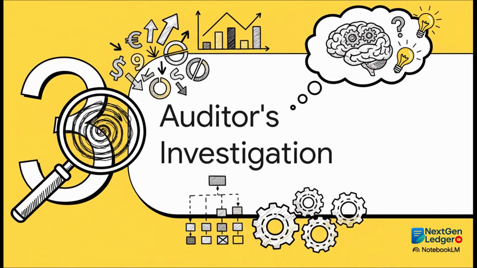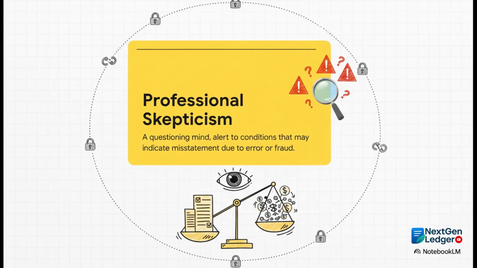So, faced with all this uncertainty and guesswork, how does an auditor even start their investigation? Well, it all begins with having the right frame of mind. Auditors just can't take a company's word for it. They can't. They have to operate with what's called professional skepticism. That means having a questioning mind, always being on the lookout for red flags that could point to a mistake or even fraud. It's about critically looking at the evidence, not just passively accepting it.